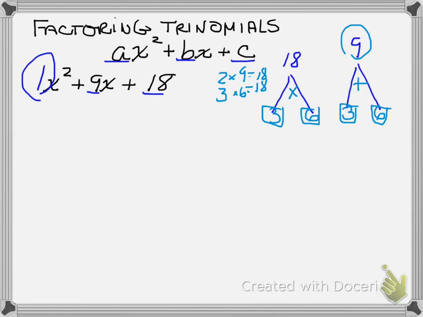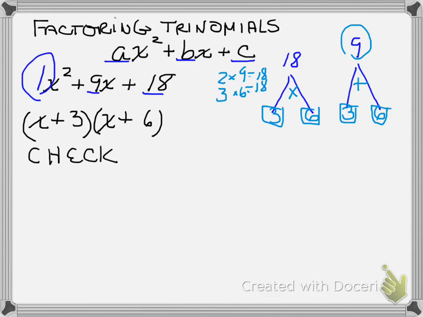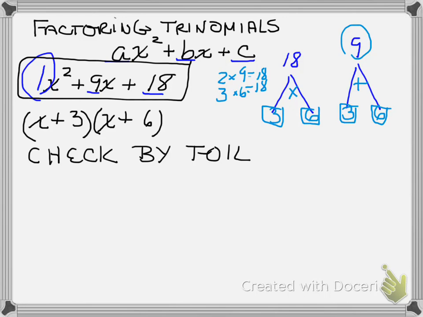So now we're pretty close to our answer. All we have to do is actually write the answer formally. Our answer is going to be the product of two binomials, and the first term is always going to be x. Then the second term you take from the pair of numbers we just found, 3 and 6, a positive 3 and a positive 6. And that's it, you've factored. To check our work, we'd foil out what we just got. If you FOIL out x plus 3 times x plus 6, you should get the original problem, which is x squared plus 9x plus 18.